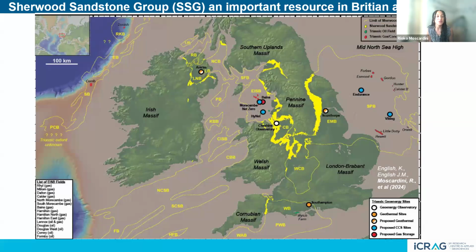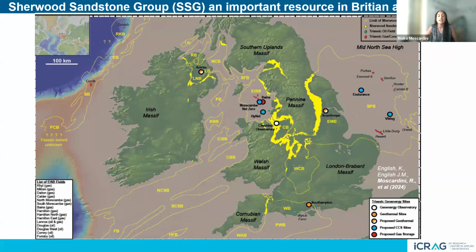Okay, so the Sherwood Sandstone Group is an important resource in Britain and Ireland. Here we have a location map showing the present-day sedimentary basins containing the Triassic Sherwood Sandstone Group. So the outlines in yellow are showing the extents of the Sherwood Sandstone, and then the highlighted yellow sections are showing the outcrops. Now, why is the Triassic important?